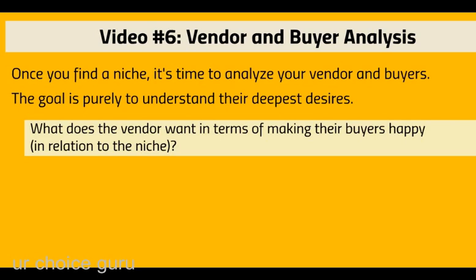So, first question is, what does the vendor want in terms of why and what they want to do, how they want to do it, as far as making their buyers happy? In other words, when a vendor sees something, they either think, well, this is something that my buyers definitely don't want, or this is something that my buyers really, really want, and I want to go out and make a deal with another vendor and make a special deal for my buyers.